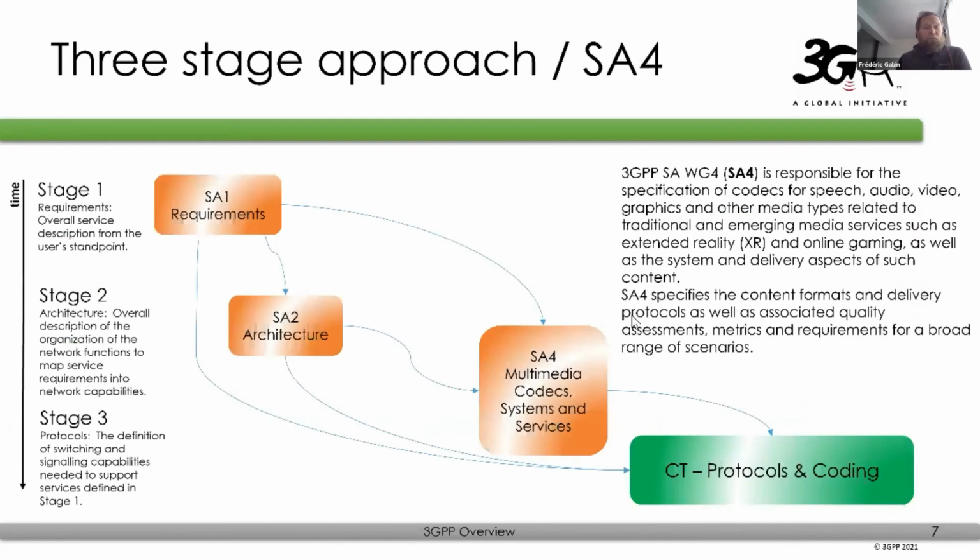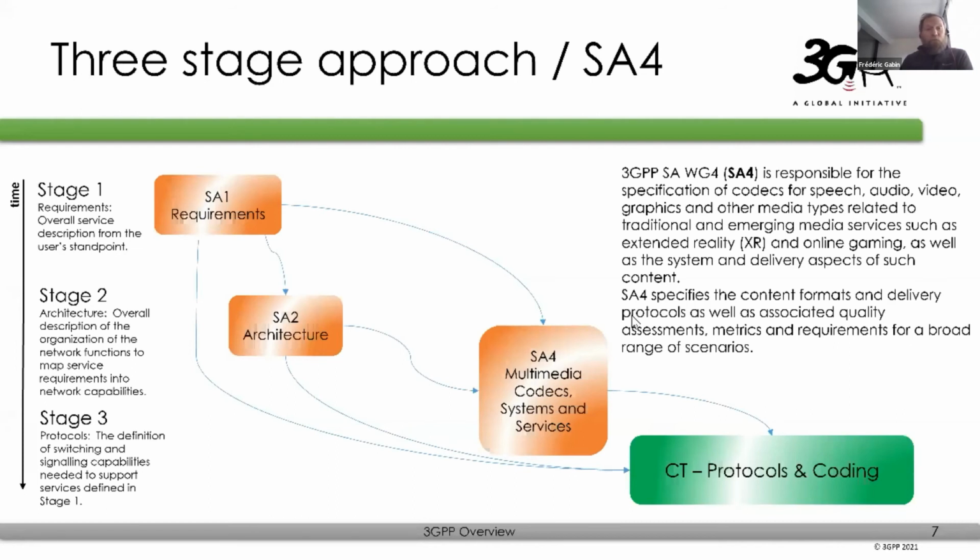3GPP follows a three-stage approach to standards. That's not the only group doing this. Stage 1 are the requirements, overall service description, and that's SA1's responsibility, and that is fed into Stage 2 work, which is the architecture work, defining the various function roles and the interfaces. And these architecture aspects are then used by Stage 3 groups, protocol groups that go into specifications that are actually used when implementing products and solutions.